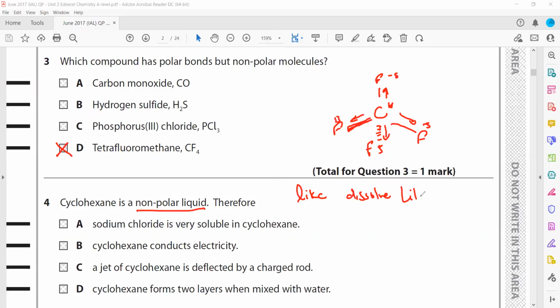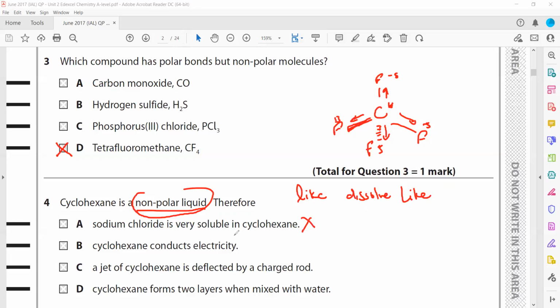It means if the molecules are polar, they will dissolve polar substances. That's why water tends to dissolve polar substances such as salts. So, sodium chloride is very soluble in cyclohexane. That is wrong, because if it's non-polar, it cannot dissolve the salt. That's why this statement is not correct.